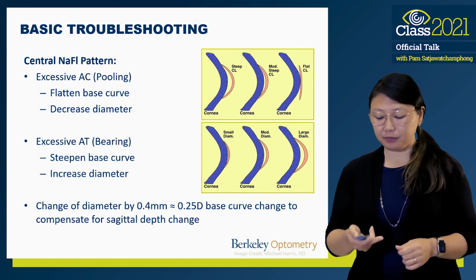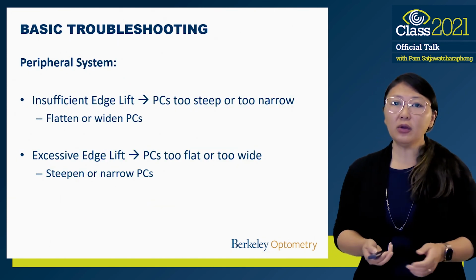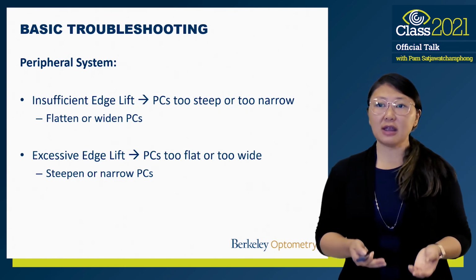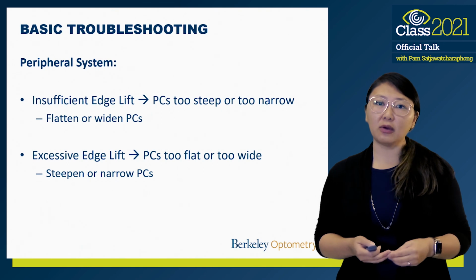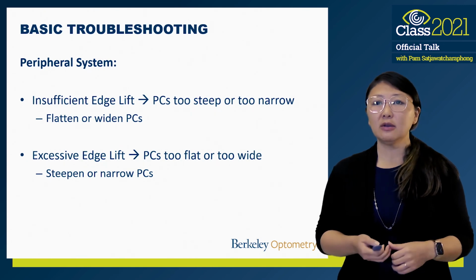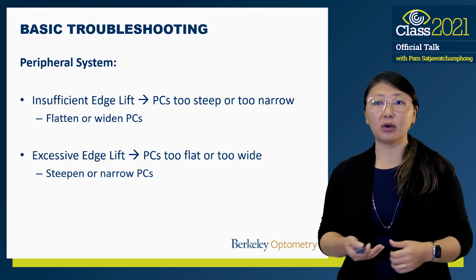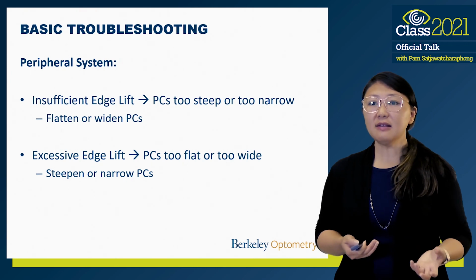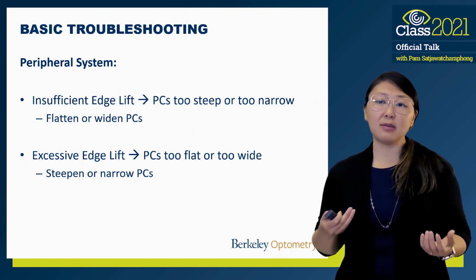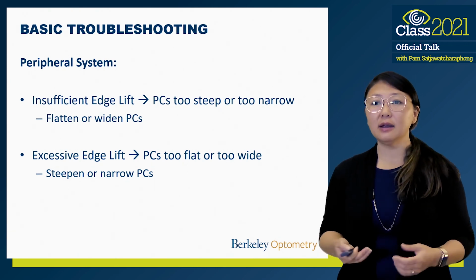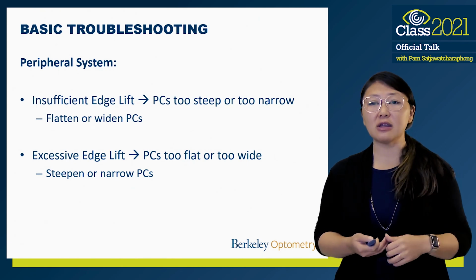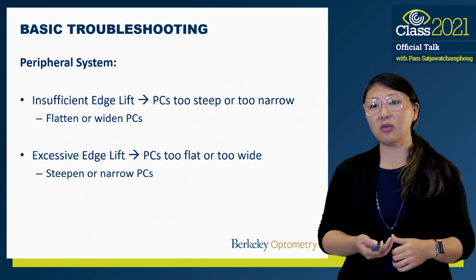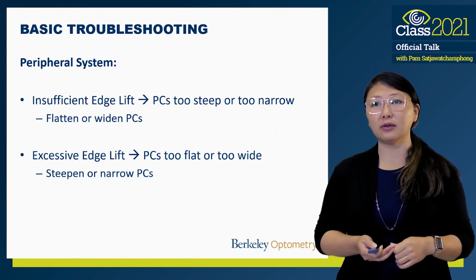For the peripheral system, if you have insufficient edge lift, so that's inhibiting tear exchange, that suggests your peripheral curves might be too steep or too narrow, so you may want to flatten or widen the peripheral curve there. Excessive edge lift, the PCs are typically too flat or too wide. Your patient may complain of lid interaction and awareness. So in this case, you may want to steepen or narrow your peripheral curve.